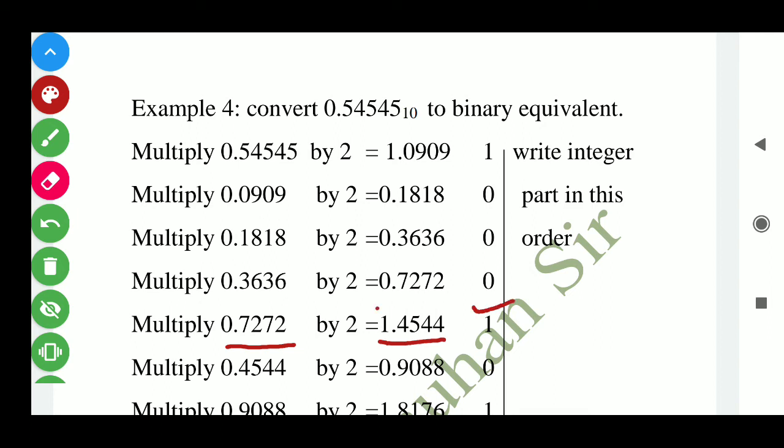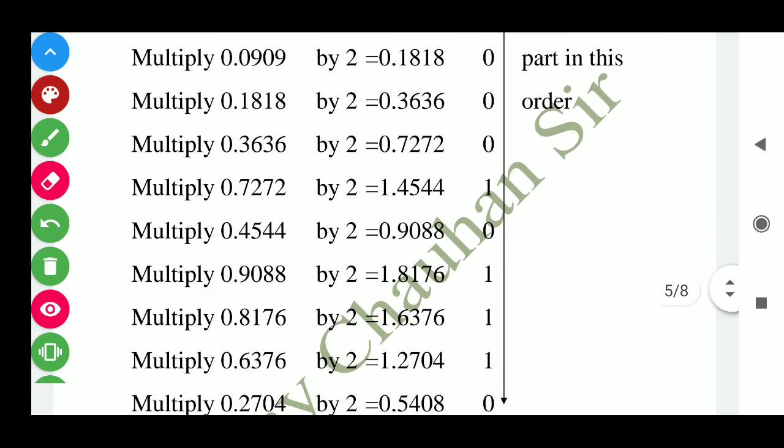Then 4544 multiply by 2, your answer is 0.9088, and your integer part 0 should be added right here. Then 9088, you write here and multiply by 2, so the answer is 1.8176, the integer part is 1, right here.